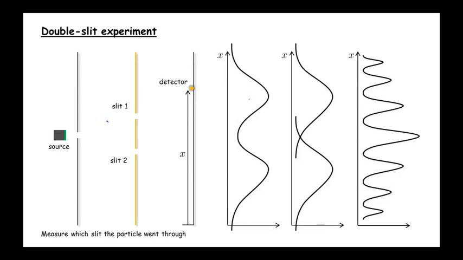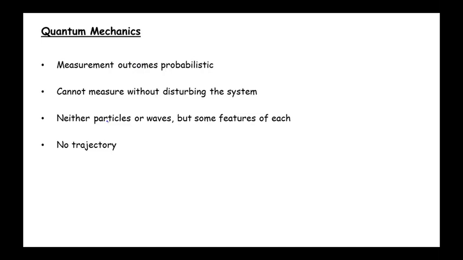Okay, so let's summarize what we've learned about quantum mechanics. First thing we've learned is, in quantum mechanics, measurement outcomes are probabilistic. So where the electron or photon ends up, to detect it, you have to do a measurement, and the measurement is inherently a probabilistic process. Second thing, you cannot measure without disturbing the system. Whenever you make a measurement, you can make the measurement as subtle as you want, but you'll still disturb the system.